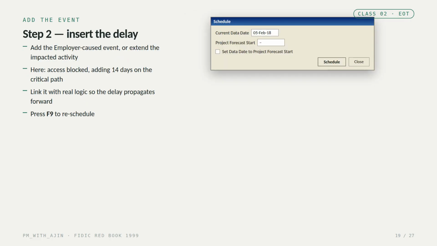Step 2. Insert the delay. You add the employer-caused event into the schedule, or you extend the activity it impacted. In our case, access was blocked, adding 14 days on the critical path. The important part is that you link it with real logic, so the delay propagates forward through the network. Then press F9 to reschedule.